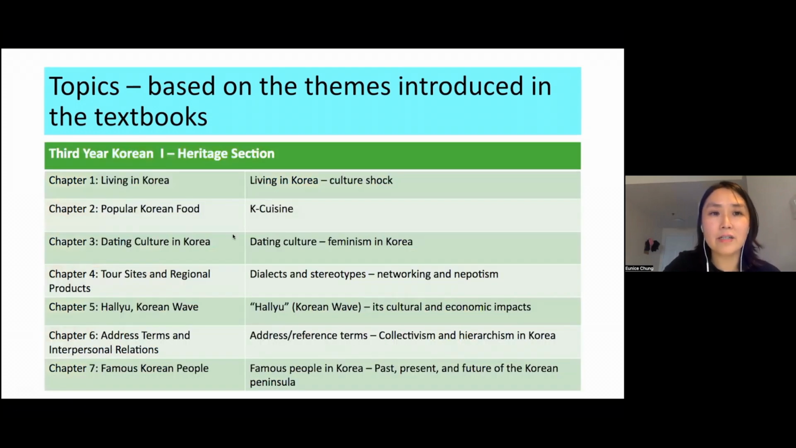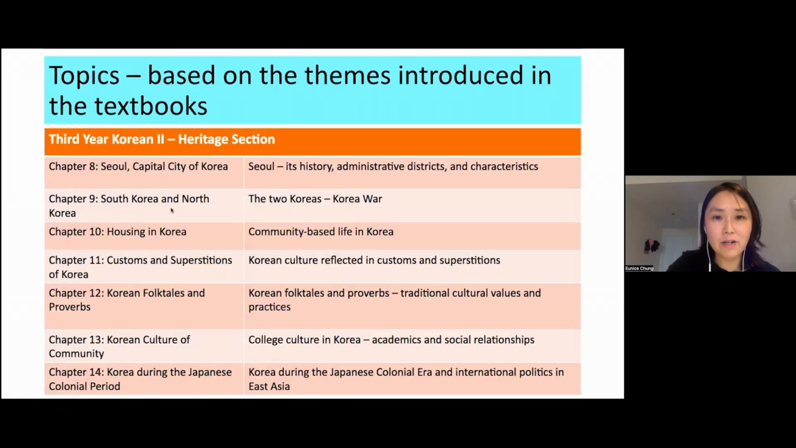In third year Korean, we also use the Integrated Korean textbook, and some of the topics covered are like Chapter 3, dating culture in Korea, and for the task topic we chose dating culture and feminism in Korea. For Chapter 6, address terms and interpersonal relationships, we covered collectivism and hierarchism in Korea. In the spring semester, there's Chapter 10, where it's housing in Korea, and for the task topic, we cover community-based life in Korea.